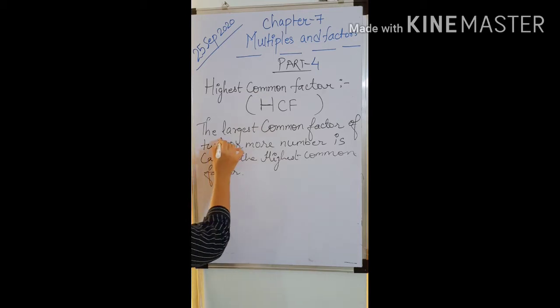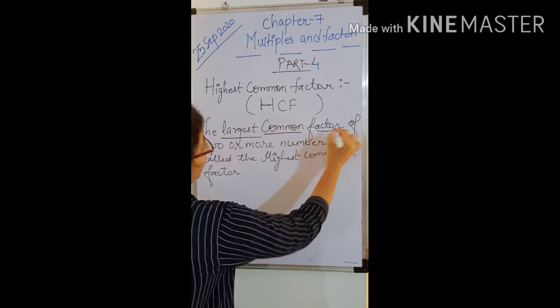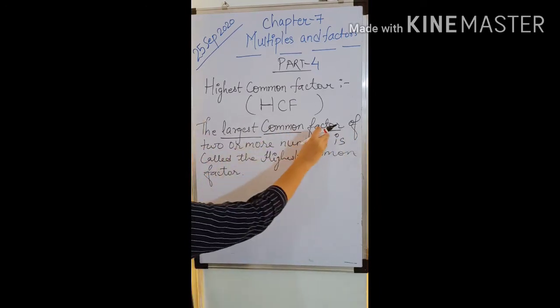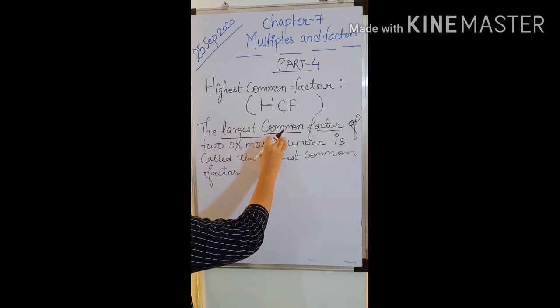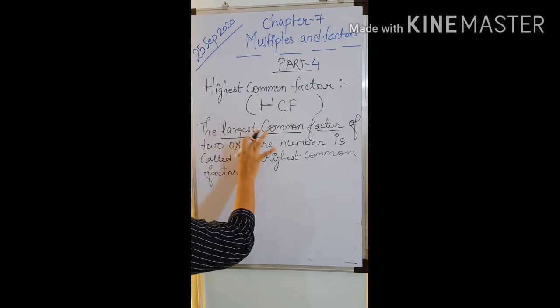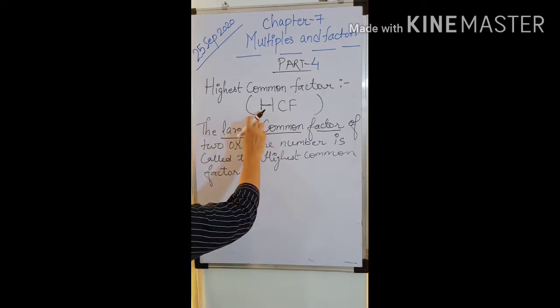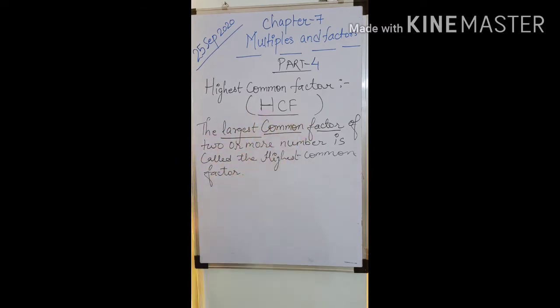So the most important part over here is the largest. The next comes the common and the factor. We already know how to find the factor of a given number. In that factor we know how to find the common number. Now after finding the common, you have to look for the largest number. The largest number will be your HCF for the given numbers. Let us understand through an example.